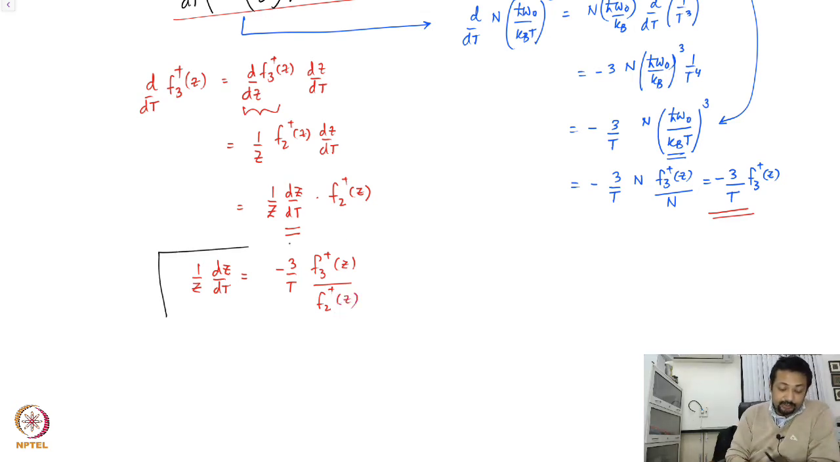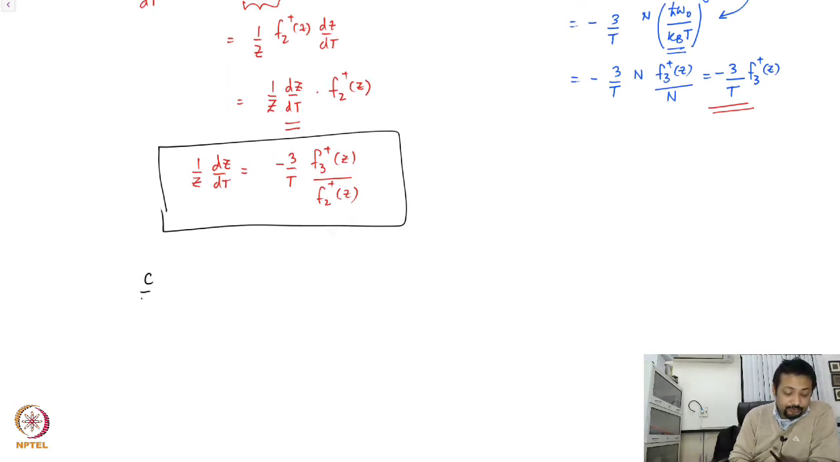So once I have this, I take the expression of the specific heat, which is going to be 3 F4 plus divided by F3 plus, both functions of Z, plus 3T.